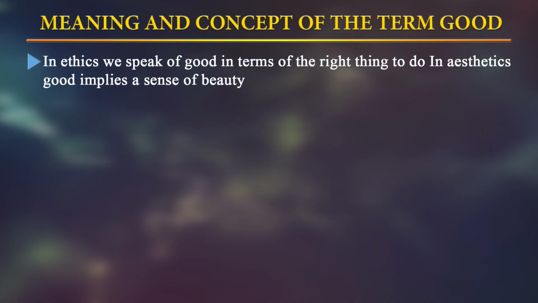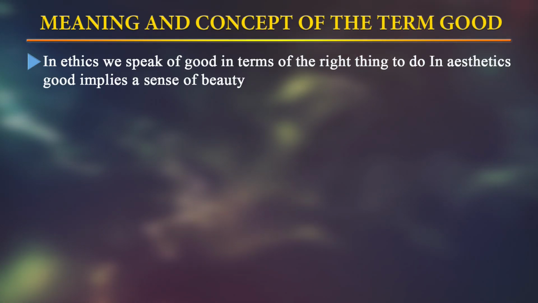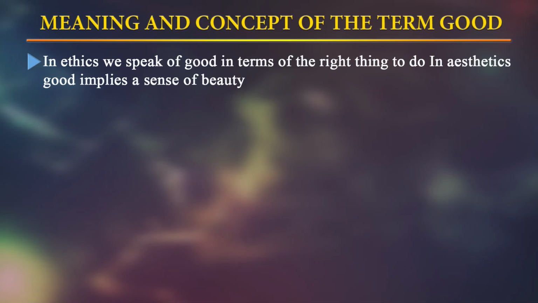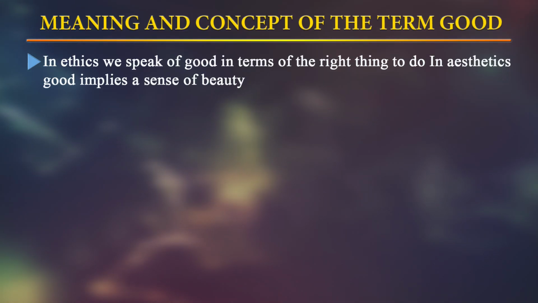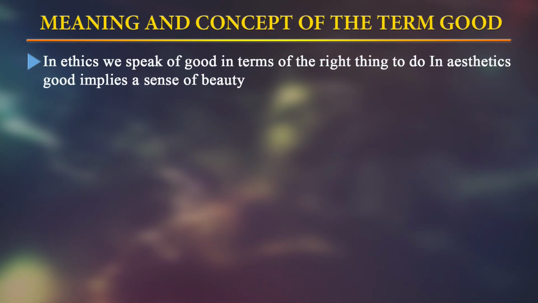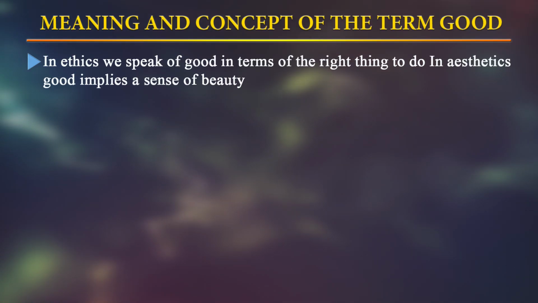For example, when we say that helping others is good, we are assigning some ethical value to this act of helping others. In aesthetics, good implies a sense of beauty. For example, that painting is good or this person is beautiful. So, here we use the term good in a different sense, in the sense of beauty, in the sense of an aesthetic look.